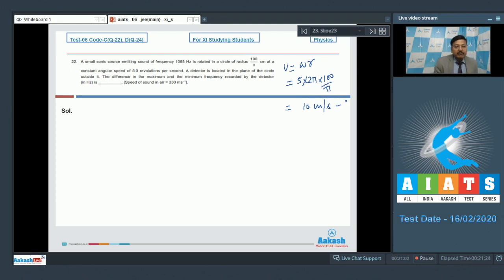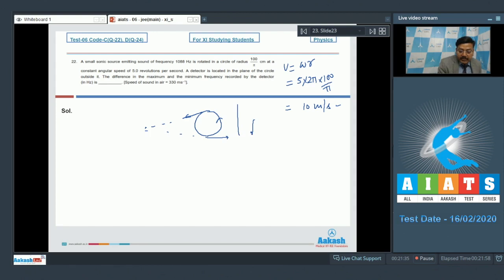Now the maximum frequency will be heard or will be recorded when this source is moving, in fact approaching the observer, right? It's something like this. Let's say the source is moving along this circle, and here is the observer. So at this instant, when the source is going in the anti-clockwise sense, maximum frequency will be heard, and when it's going away along the line joining the two, then minimum frequency will be heard.